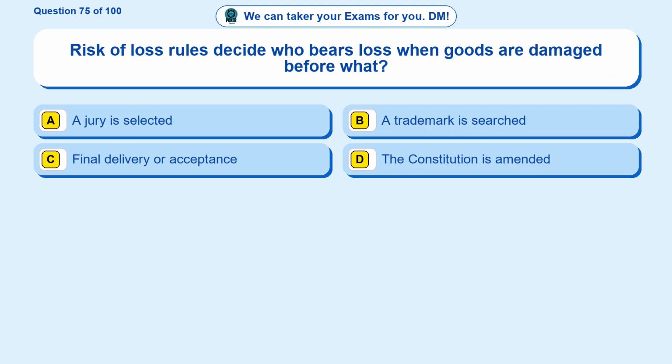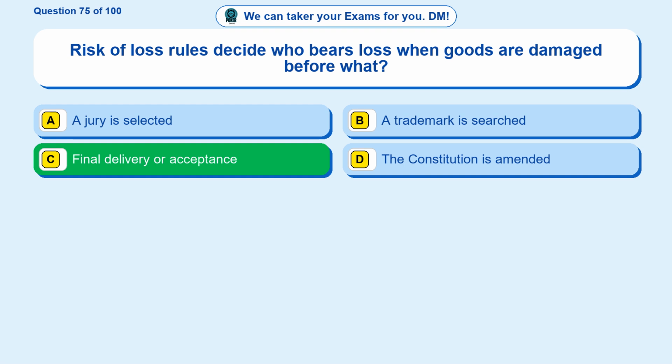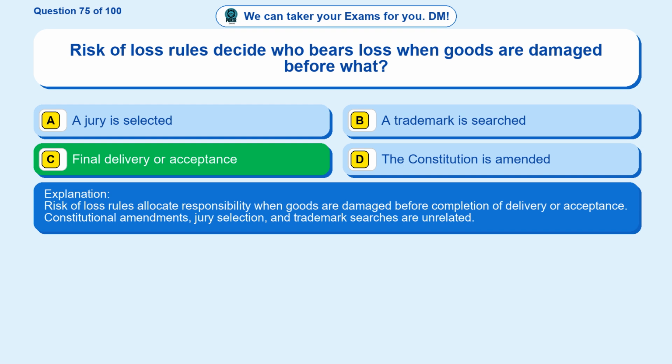Question 75. Risk of loss rules decide who bears loss when goods are damaged before what? Option A, a jury is selected. Option B, a trademark is searched. Option C, final delivery or acceptance. Option D, the Constitution is amended. The correct answer is option C, final delivery or acceptance. Risk of loss rules allocate responsibility when goods are damaged before completion of delivery or acceptance. Constitutional amendments, jury selection, and trademark searches are unrelated.